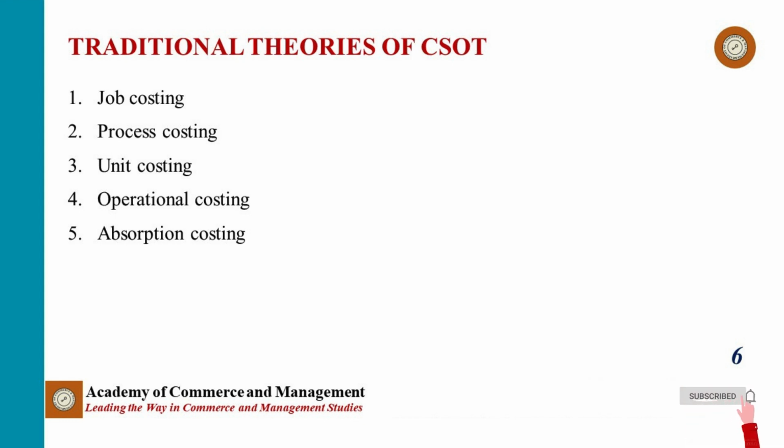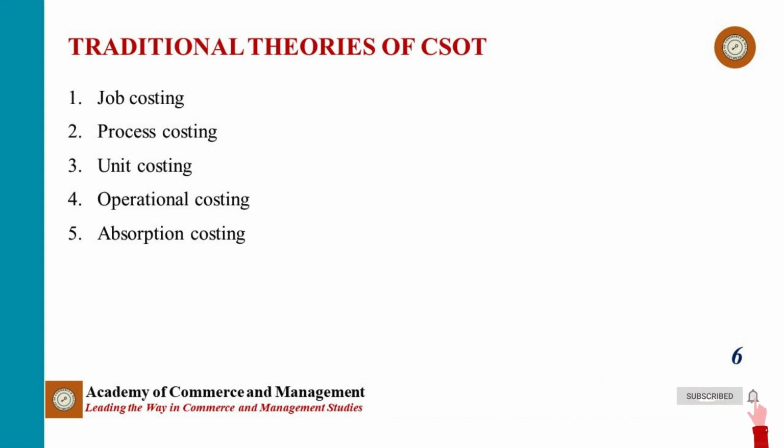Operational costing is another traditional theory of cost. This theory is also called direct costing. The operational costing method focuses only on variable costs that change with activity levels. Fixed costs are treated as period costs and are expensed directly rather than assigned to products. Operational costing simplifies calculations and stresses contribution margin. However, it does not assign complete product costs, which can distort decision-making and profit measurement.